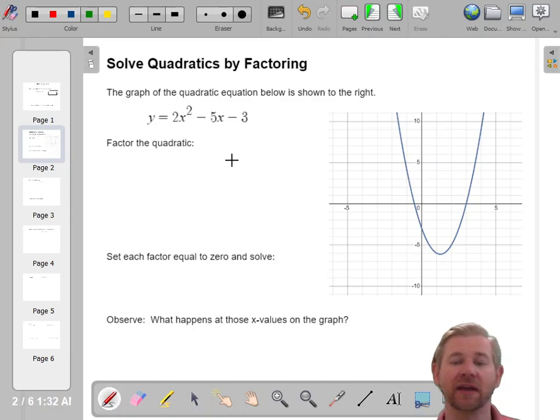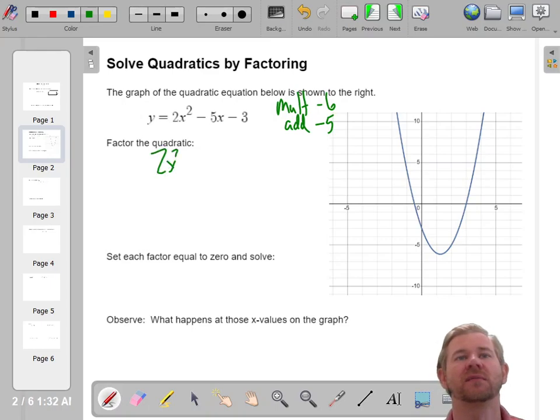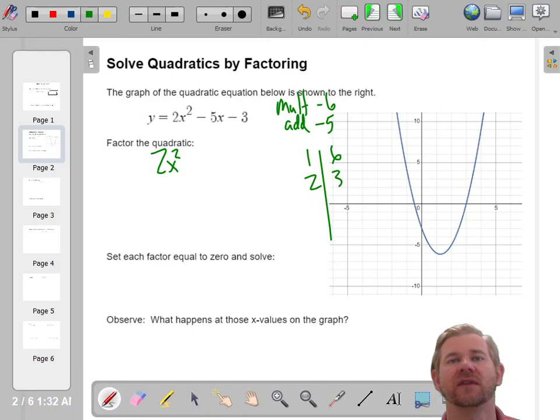Factor the quadratic. Okay, we've been doing a lot of factoring. You first multiply 2 and negative 3. We need to find numbers that multiply to negative 6 and add to the middle. The middle is negative 5. So what numbers multiply to negative 6 and add to negative 5?